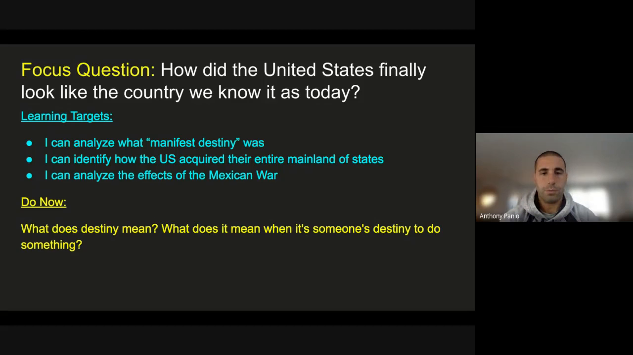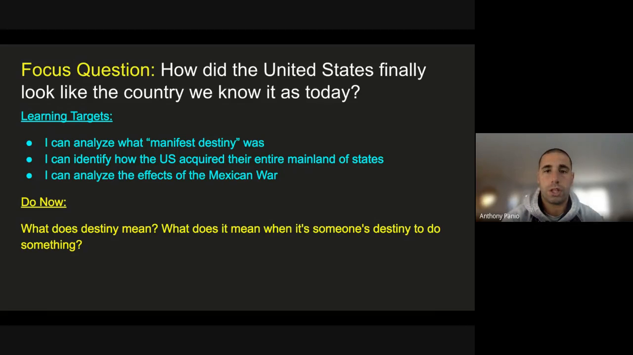All right. So what does destiny mean? Well, destiny is a term that's sometimes used in the Bible, but destiny is basically the events that are going to happen in the future, and if it's someone's destiny to do something, it's going to happen in the future, and people are going to have to kind of accept that.